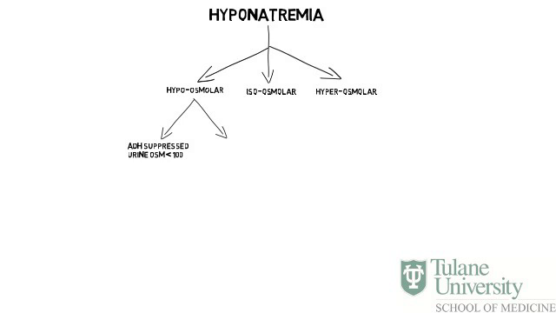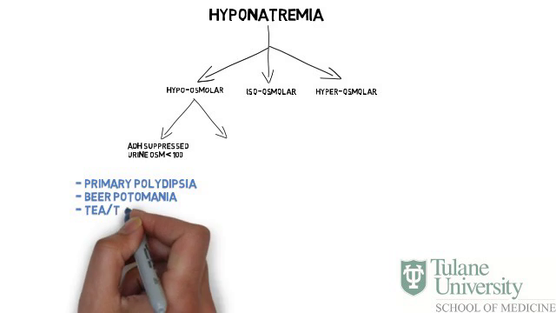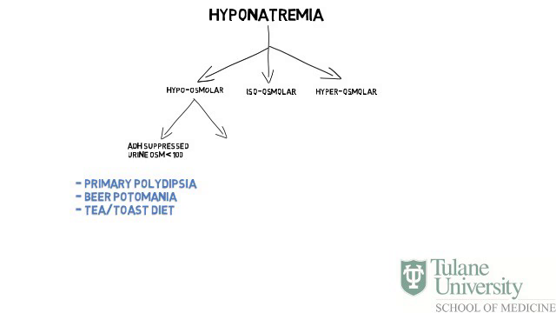In that case, it's normally due to 3 conditions: primary polydipsia, beer potomania, and tea-and-toast diet. Primary polydipsia is going to be from an excess of water intake. We're drinking more water than we can actually excrete in a given period of time. Beer potomania is going to be a decrease in solute taken in and an excess of water taken in. And tea-and-toast diet is simply a decrease in solute taken in. So those patients are still drinking an adequate amount of water, not too much, but they're just not taking in enough solute to increase their serum sodium.